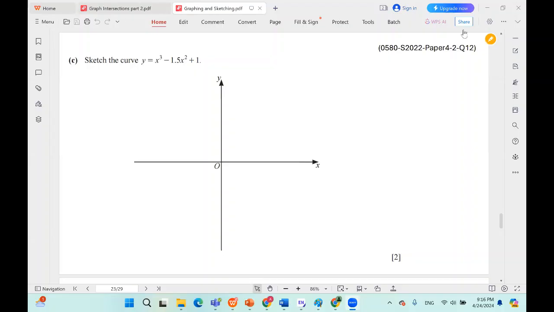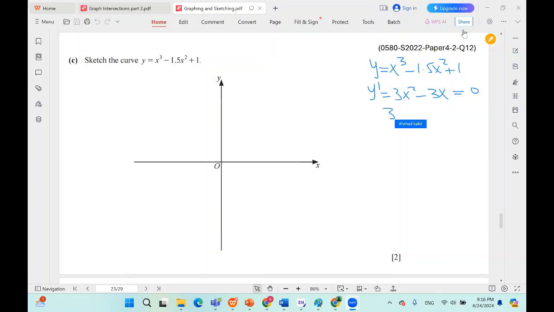In this problem, we're told to sketch the curve y equals x power 3 minus 1.5 x power 2 plus 1. So another nice way to graph is to find the turning points. If we have y equals x power 3 minus 1.5 x power 2 plus 1, you can get the turning points by getting y dash, which is 3x power 2 minus 3x. Then we set that to 0, and we find the values of x that satisfy.